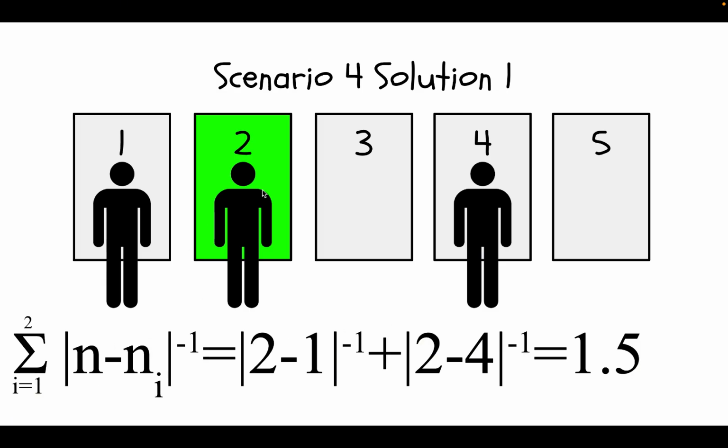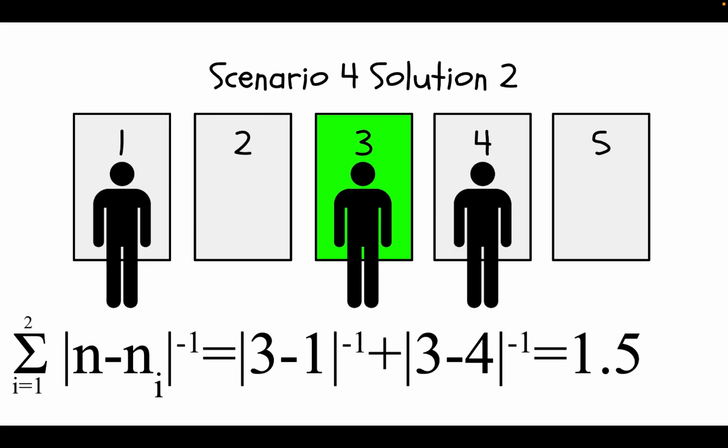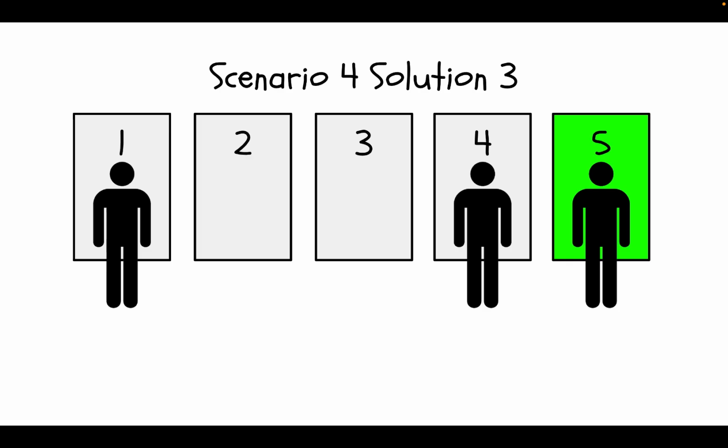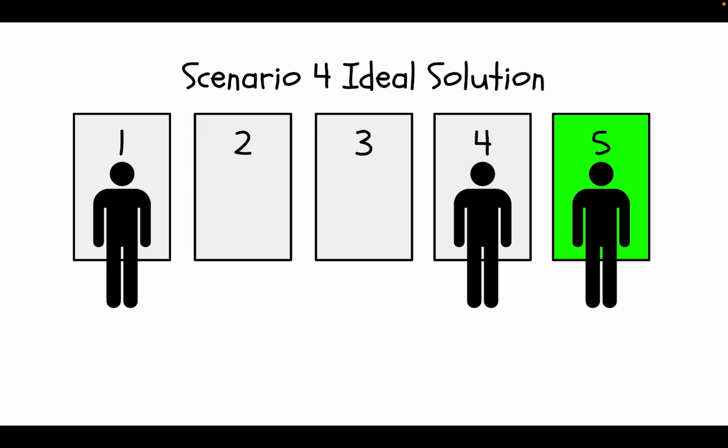And then we take the reciprocal of that, which is just 1. And then we take the difference between us and guy 4, which is 2. So then that gets 0.5. Sum them up and get 1.5. Same applies for solution 2, and we also get 1.5. Lastly, solution 3, we get 1.25. Therefore, scenario 4's ideal solution is to go to slot 5. Very, very straightforward. Very nice.